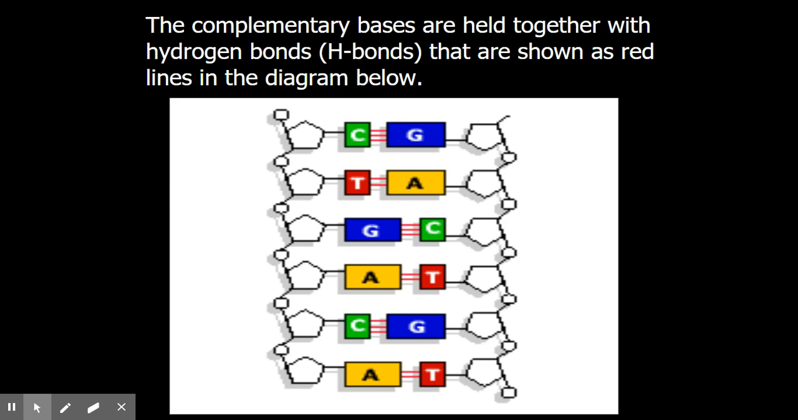Right. And so these bases are held together with what is called hydrogen bonds. So in this picture, when you look at it in your notes, you'll notice that there are different numbers of bonds between each base pair. So between C and G, there will always be 3 hydrogen bonds. And in between thymine and adenine, there are 2 hydrogen bonds. Okay, 2 red lines, 3 red lines.